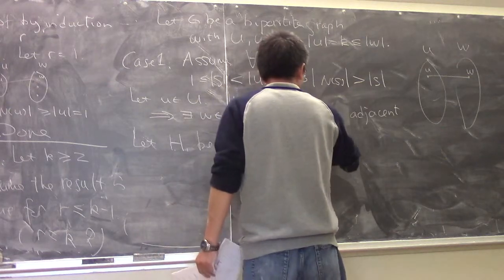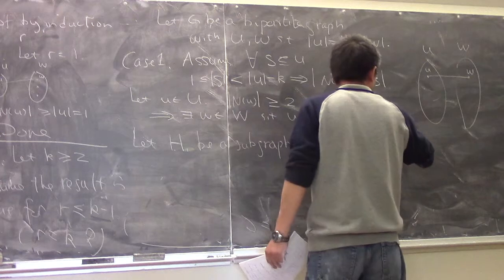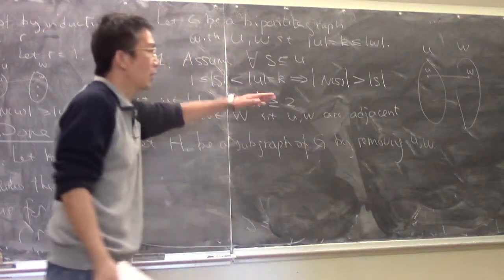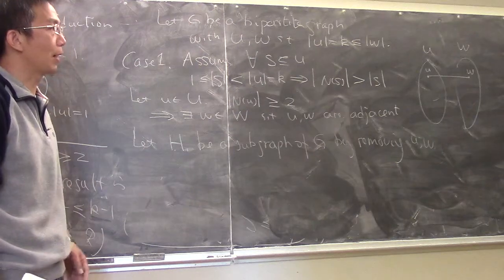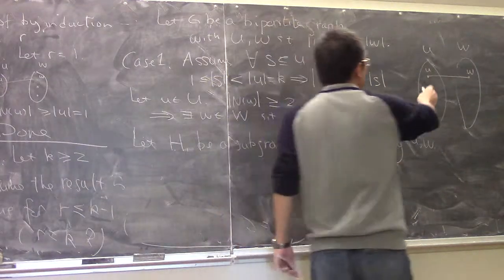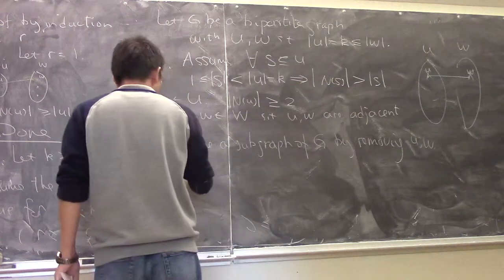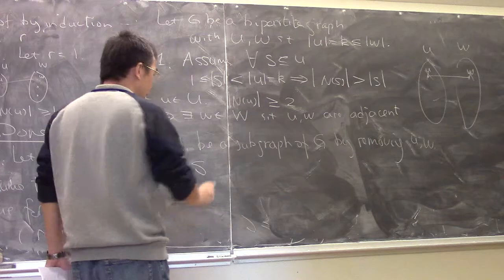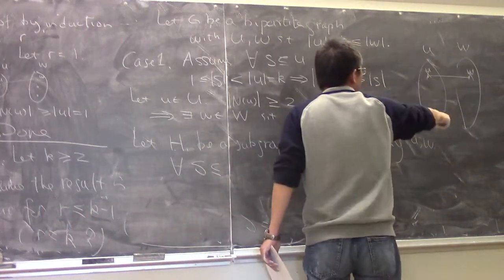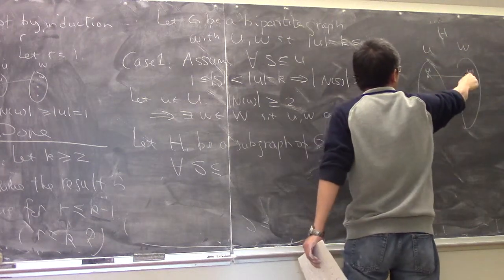Okay. So now, if you consider the subgraph, let H be a subgraph of G by removing two vertices, U and W. So you remove this U and W from the graph, and now these two things are gone. And for every S a subset of U, H is still going to be a bipartite graph. But now U is gone, W is gone.